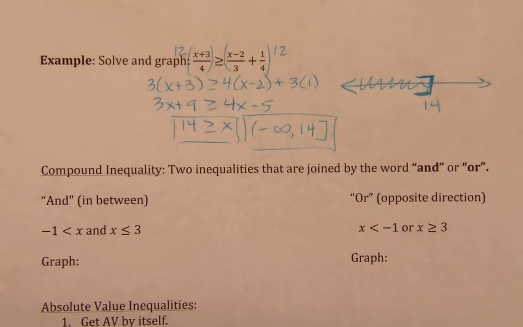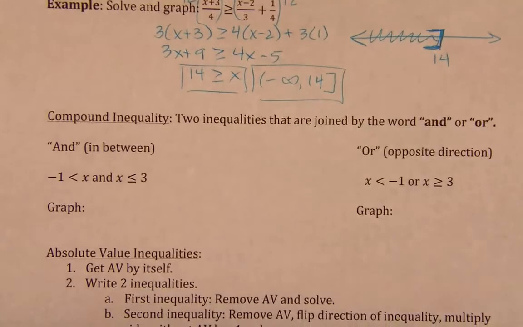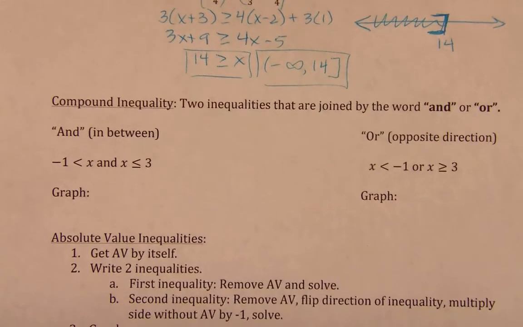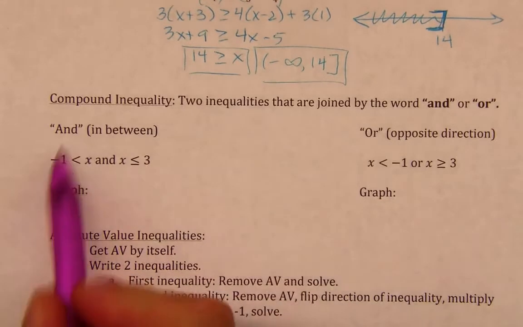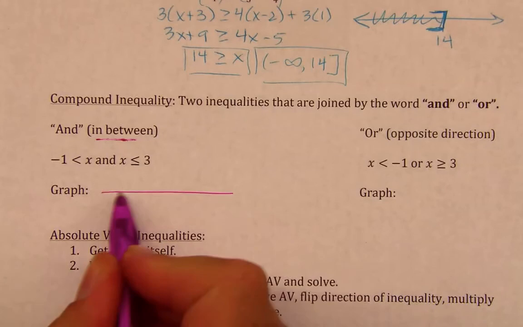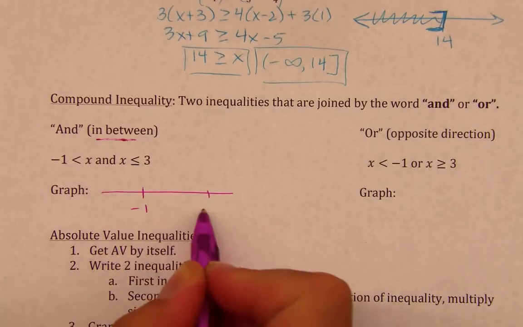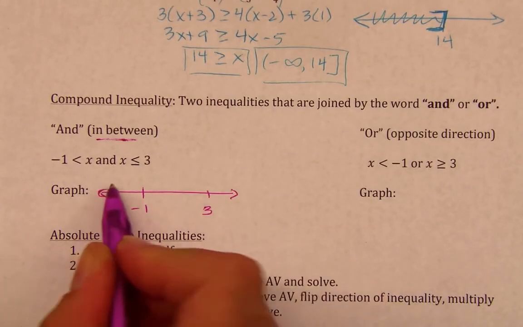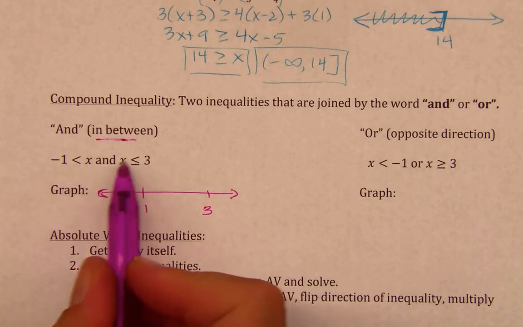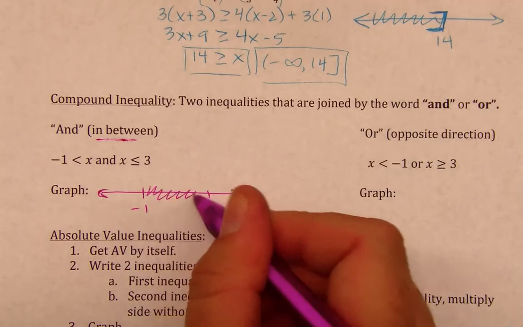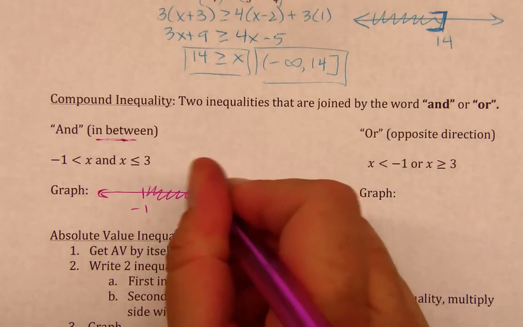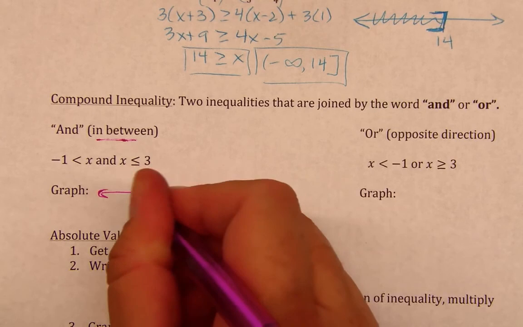Now we can also look at compound inequalities, and that's where we have two inequalities joined by the word and or the word or. Now if it's joined by the word and, that means we're shading in between. So in this case we have negative 1 and 3, and x is both greater than negative 1 and less than 3, and so we're shading in between these values here. And I want to have a bracket on 3, and I want to have a parenthesis on negative 1.